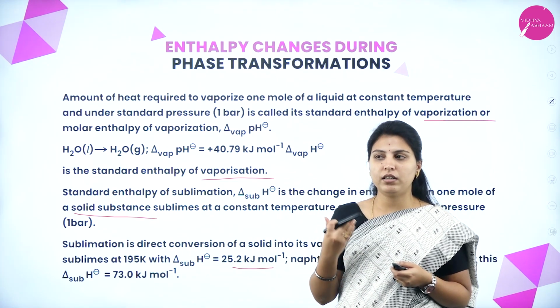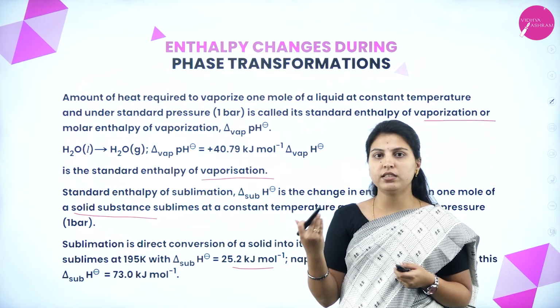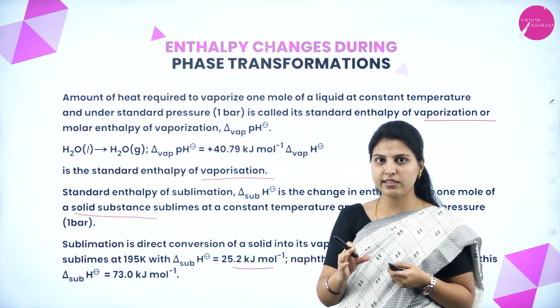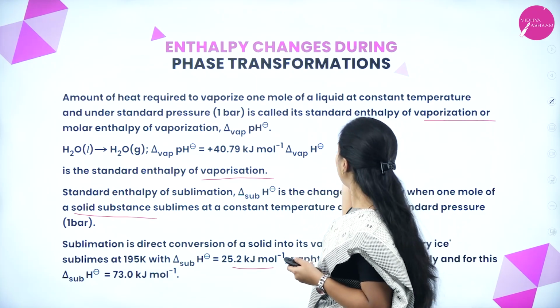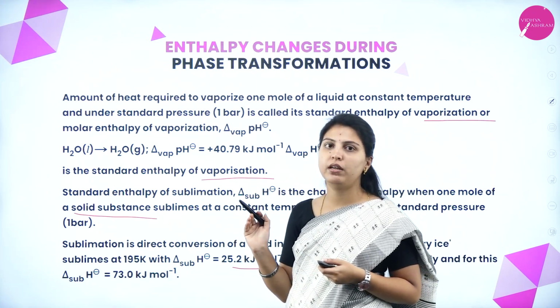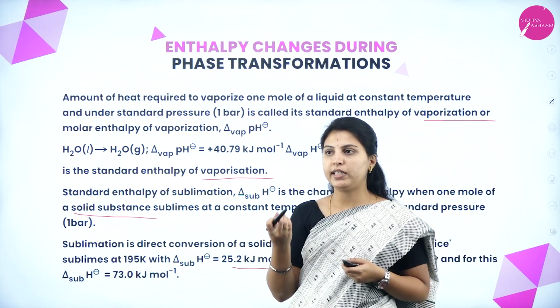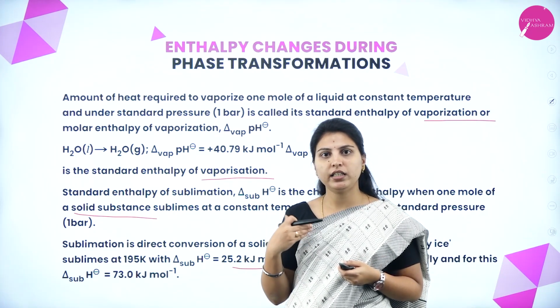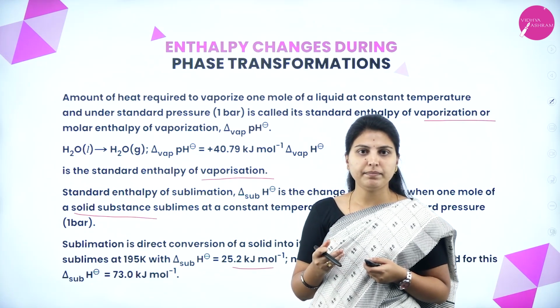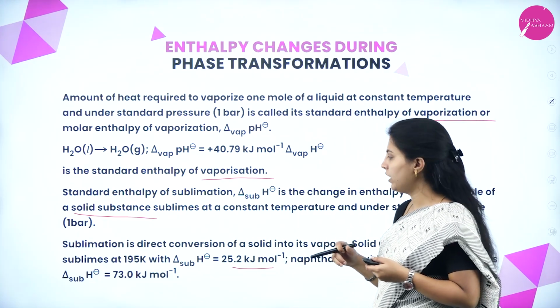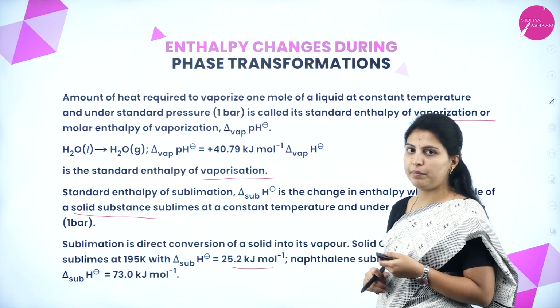Vaporization means the liquid gets vaporized as gas, so it needs some energy or heat, that will be called enthalpy of vaporization. Sublimation means from solid directly to vapor, like camphor or naphthalene directly converts without melting. It also needs some enthalpy, so it is called enthalpy of sublimation.